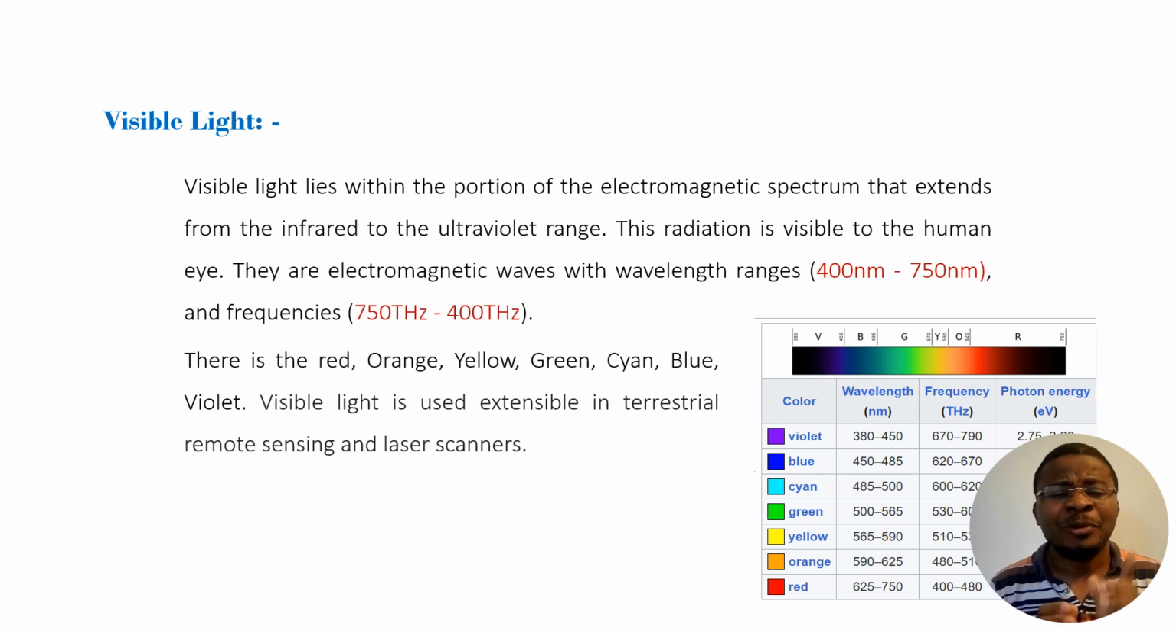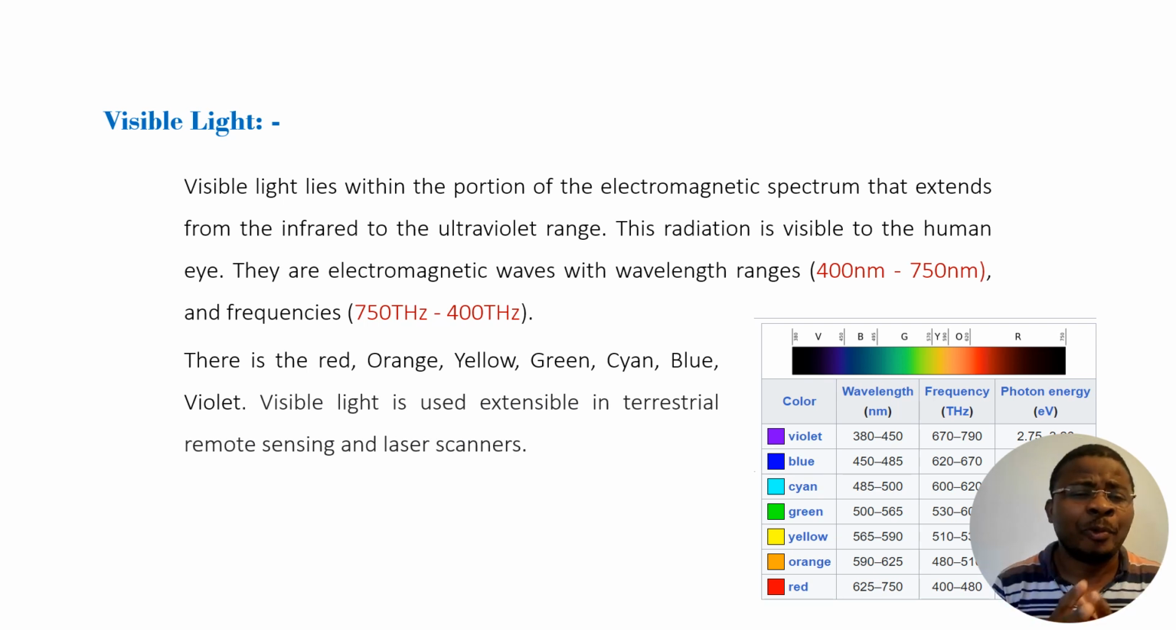But the visible light is used extensively in terrestrial remote sensing in the production of LiDAR, that's light detection and ranging, which is the highest quality of topographic data today. It is light pulses which are sent out and received by a certain device that has the capacity to receive light waves. So you can see that most of the remote sensing imaging is done with the help of the visible light.